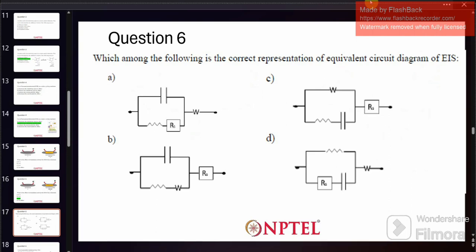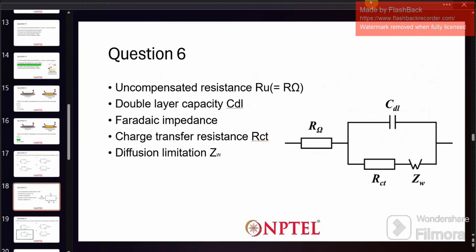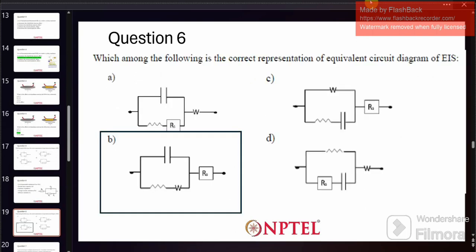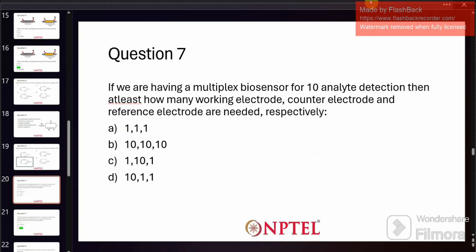Next question: what will be the equivalent circuit diagram for EIS? The answer is B. Then this is a logic based question. If you have a multiplex biosensor for 10 analyte detection, how many working electrodes, counter electrodes and reference electrodes do you need?